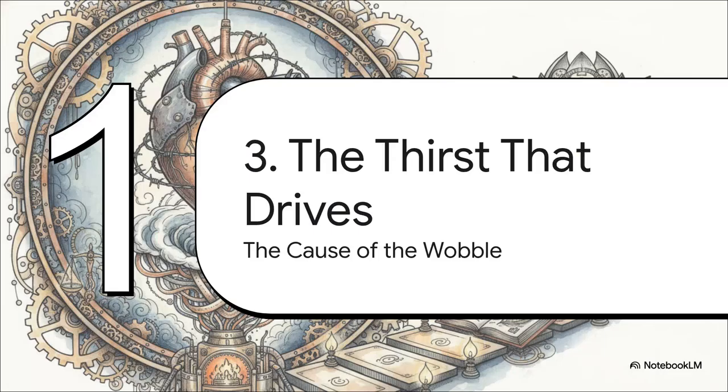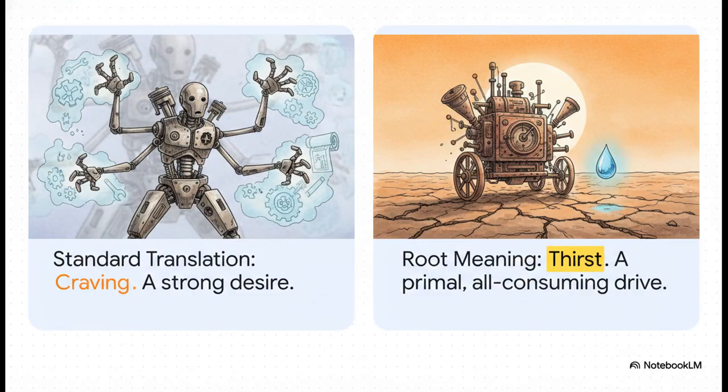Okay, so if our lives are like this wobbly wheel, what's the deal? What's the engine making it spin all over the place? Let's move on to the second truth, because it builds perfectly on this whole mechanical metaphor. Well, the text points to a single cause, a word called tanha. Now, it often gets translated as craving, and that's not wrong, but the root meaning is even more primal, more visceral.